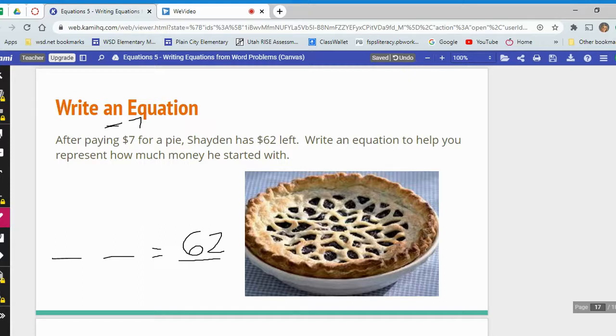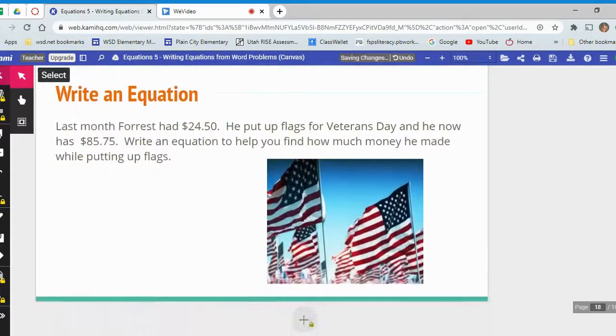Now, write an equation to help you represent how much money he started with. We don't know how much he started with, but we're going to put an X. And we know that's going to go at the beginning because that's the first thing. You start with some money. And then what did he do? He had to pay, so he had to subtract 7. And now he has $62. So X minus 7 equals 62. Hopefully that's what you got. Okay, pause and try this one, and then we'll go over it.